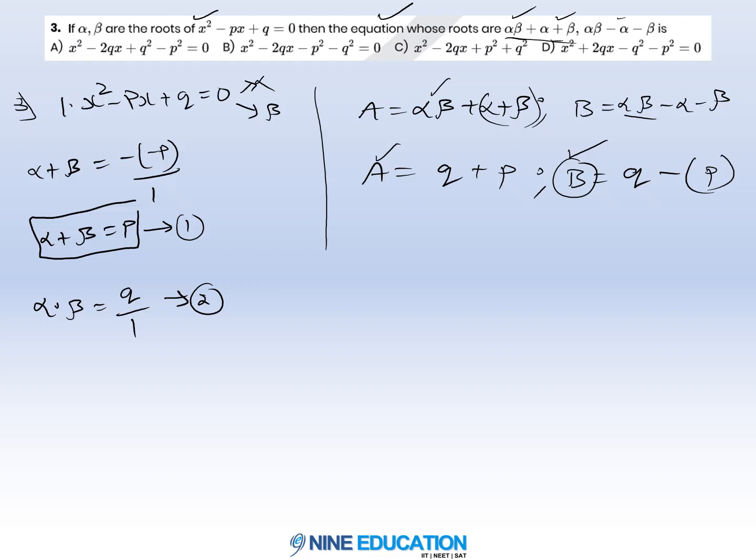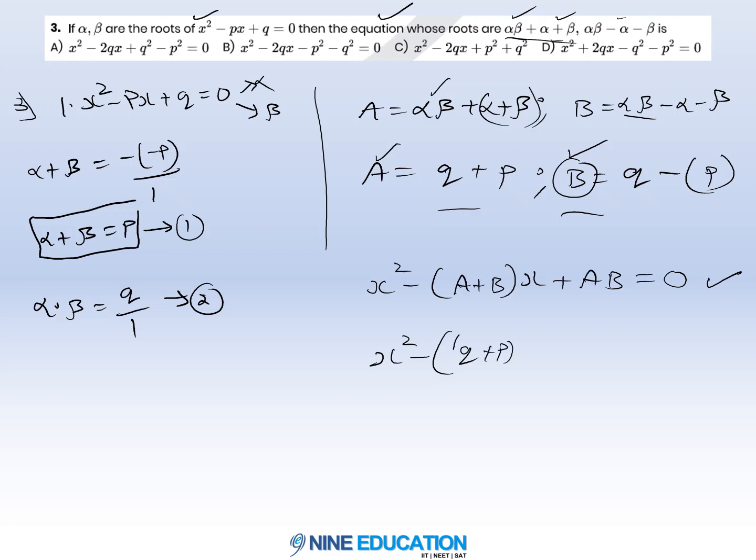We need to find the equation whose roots are a and b now. So the quadratic equation will be x square minus a plus b, the sum of roots, into x plus a into b, the product of roots, equals to 0. We know the standard form. So substitute in this formula: x square minus a plus b, which is q plus p plus q minus p, into x plus a into b.